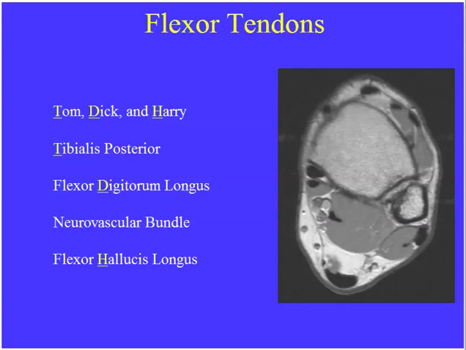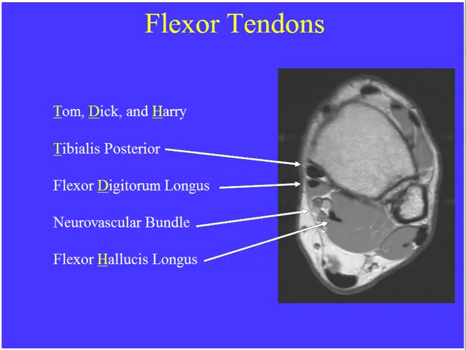Well, which one is it? Well, remember your anatomy. Tom, Dick, and Harry. We have the posterior tibialis is the first one, flexor digitorum, the neurovascular bundle, and then the flexor hallucis longus. So they may point to any of these tendons and expect you to know which one it is and whether or not it's torn or if there's tendinopathy. If you see thickening and intrinsic signal, it's tendinopathy. If you see fluid and a gap, then it represents a tear.